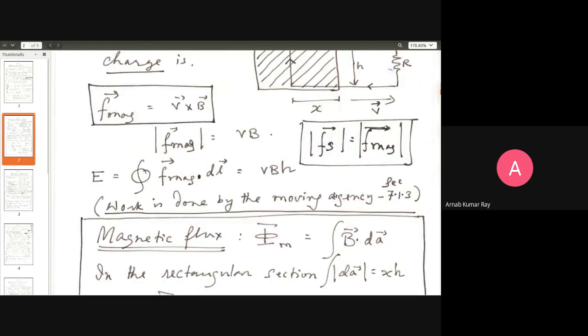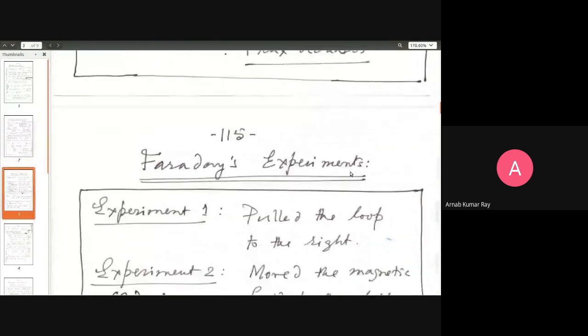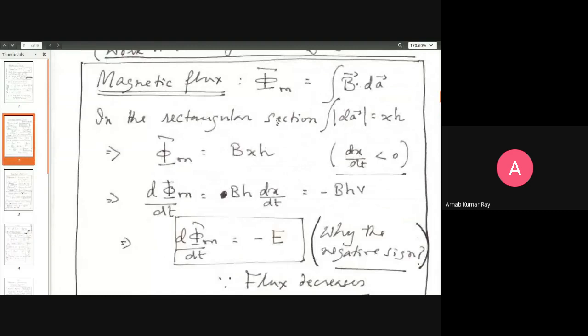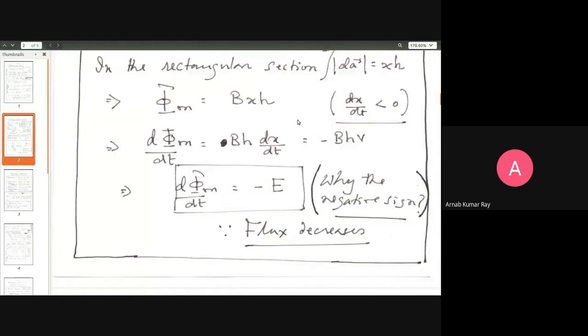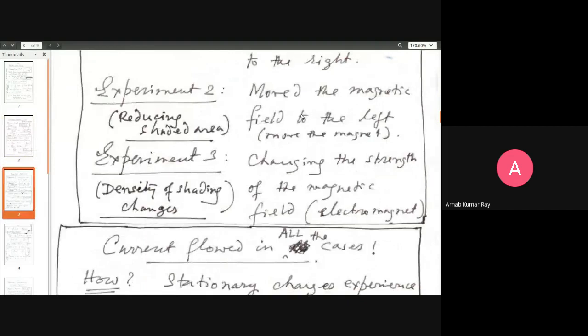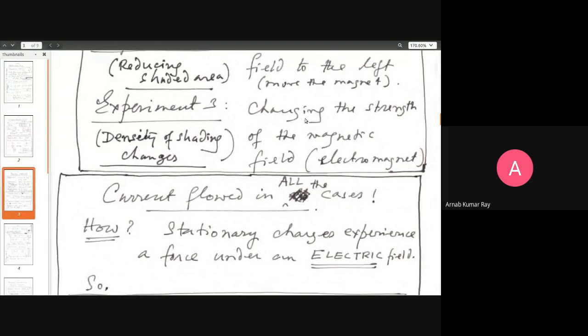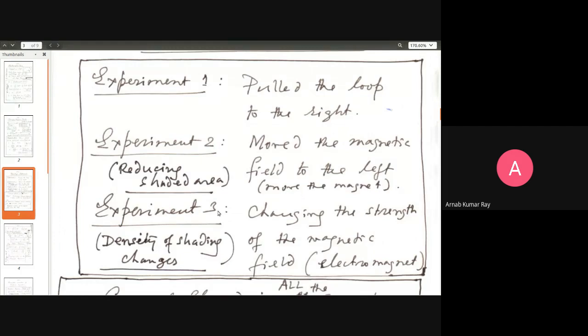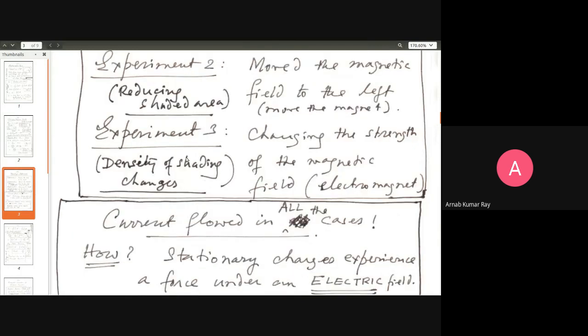What is the source? Okay, so now you are doing all sorts of things to change the magnetic flux value. Fine. Here comes something very important. In all the things that you do, experiment 1, pull the loop to the right, keep everything unchanged. Experiment 2, pull the loop to the left, keep everything unchanged. Experiment number 3, pull neither the loop to the right nor the magnetic field shaded region to the left, keep both of them where they are. You just increase the density of the shading.